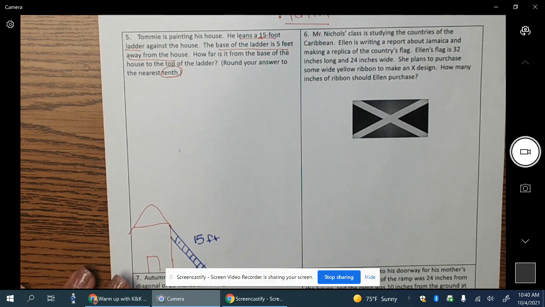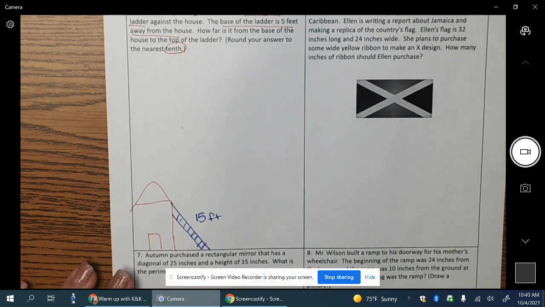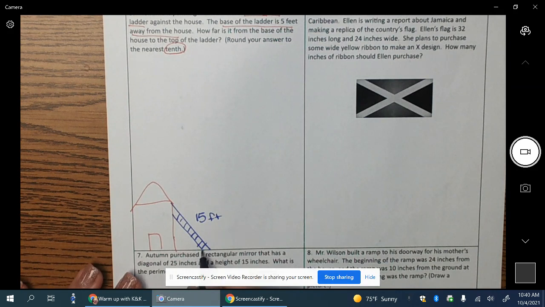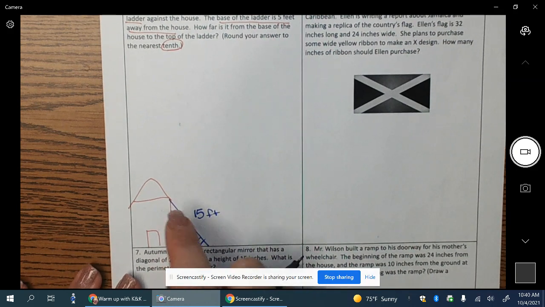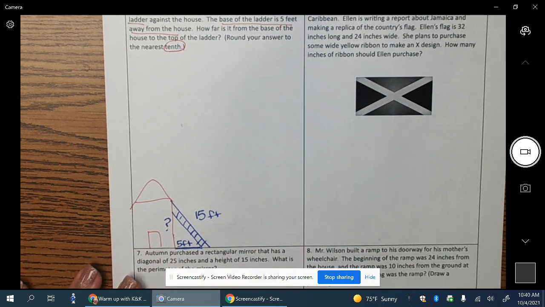Now it says the base of the ladder, which is the bottom, is 5 feet from the house. So is that going to be side to side or up and down? Side to side. The bottom of the ladder to the house right here, it says is 5 feet. And I want to know how far is it from the base to the top of the ladder. So this is what I want to know.